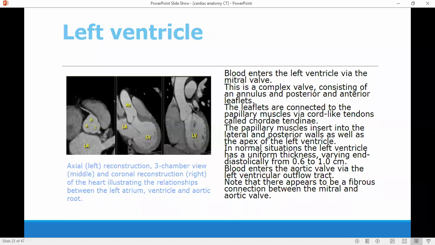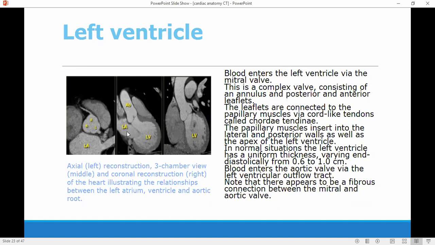In normal situations, the left ventricle has a uniform thickness, varying diastolically from 0.6 to 1 centimeter in males, and from 0.6 to 0.9 centimeter in females. Blood enters the aortic valve via the left ventricular outflow tract. Note that there appears to be a fibrous connection between the mitral and aortic valve.